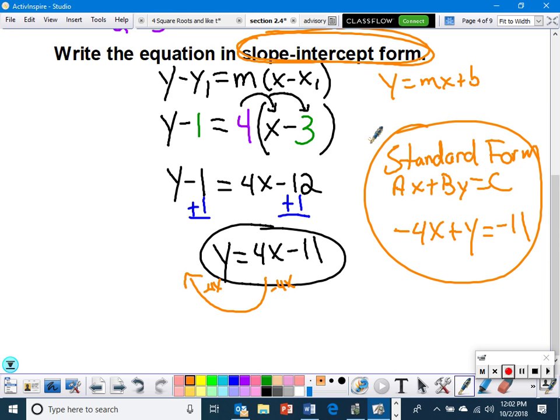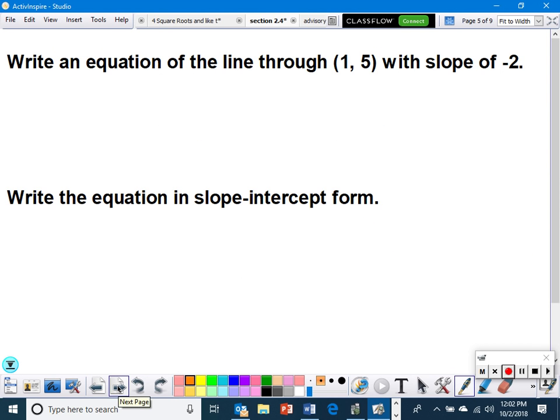Okay, let's move on to another example. Again, if I'm going too fast, you can pause it, rewind it, etc. All right, in this problem, I'm given a point, and I'm already given the slope. So I don't have to find the slope. So I can jump right into the problem.